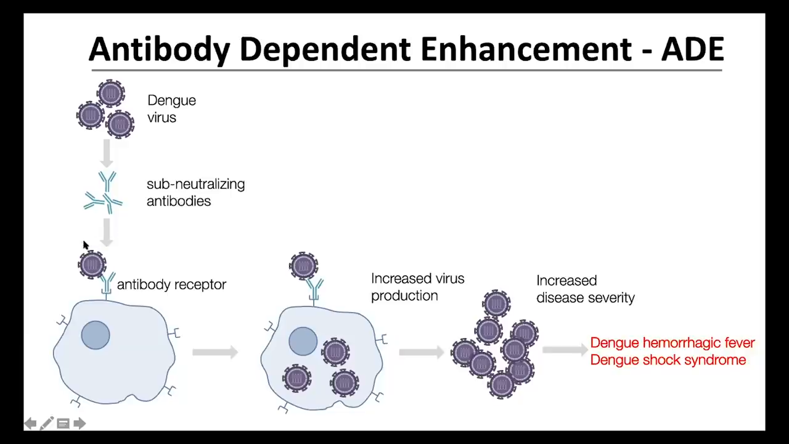So what that means is that now the virus-antibody immune complex is able to enter these cells. Normally, these cells would not have been able to be infected with this virus. Now, through this antibody pathway, they're able to enter the cells and replicate, and these high levels of viral infection then trigger all these hallmarks of severe dengue.